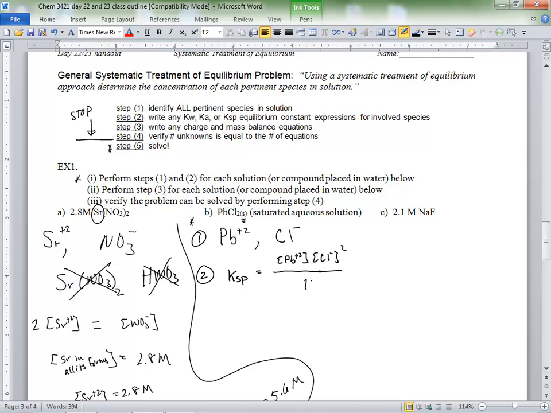Write any charge or mass balance equations. So right now we have how many unknowns? 2 unknowns. We have 1 equation. So we got to keep going, right? Write any charge or mass balance equations.